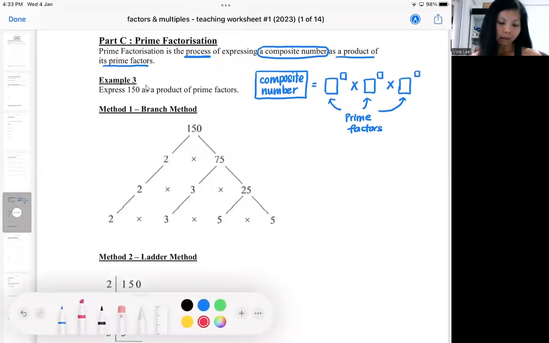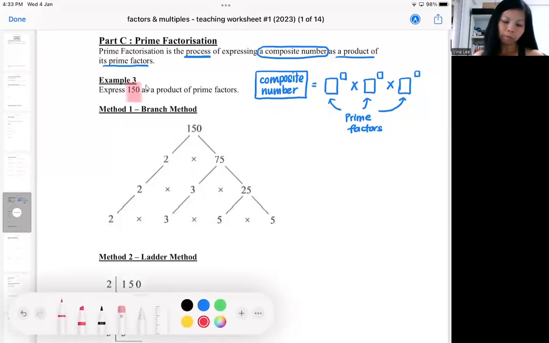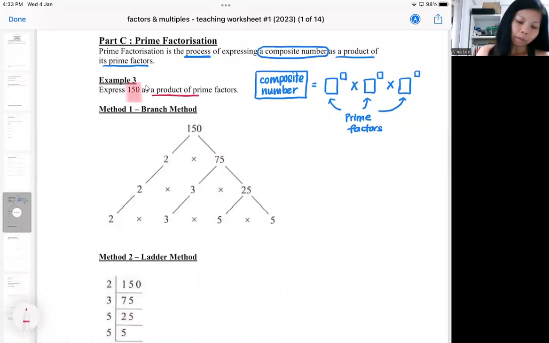If you look at this example, I chose 150. So the instruction is like this: express 150 as a product of prime factors. You realize they don't use the word prime factorization, but the statement of a product of prime factors has the same meaning as prime factorization. It's the same thing, but they phrase it differently. In math, later on, you realize that there are the same things with different names.